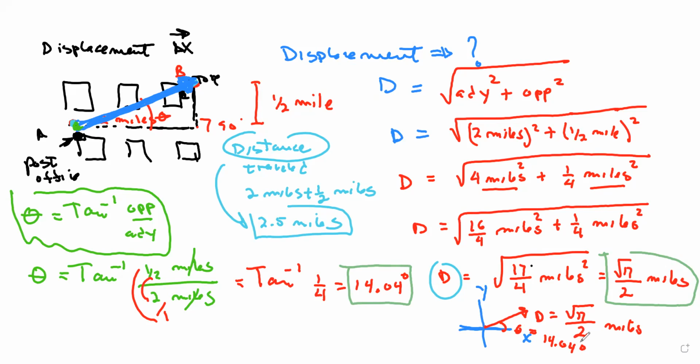And there you go. That's how you find the displacement. Displacement is a vector. What we're finding here is the magnitude of the vector, and when we find the angle, we find the direction of the vector. And there we go. And we'll do more of these.